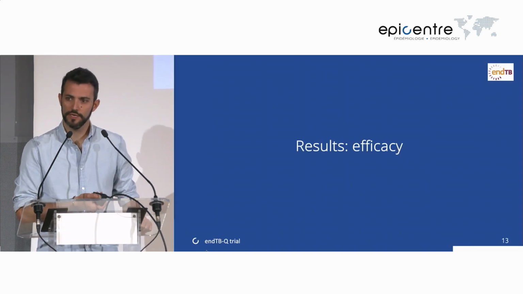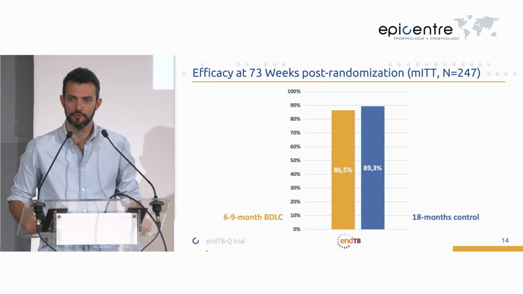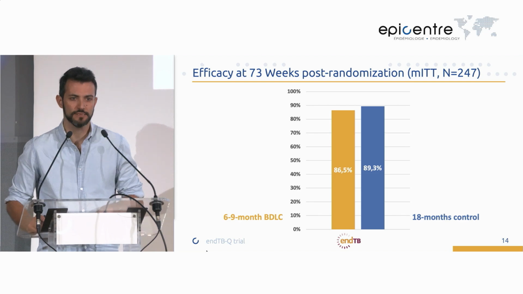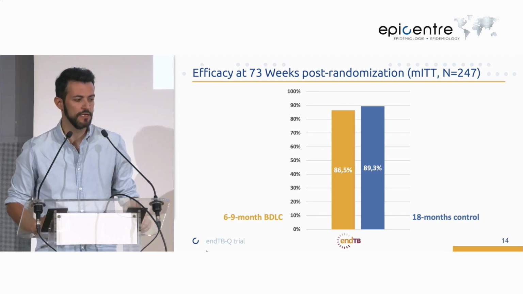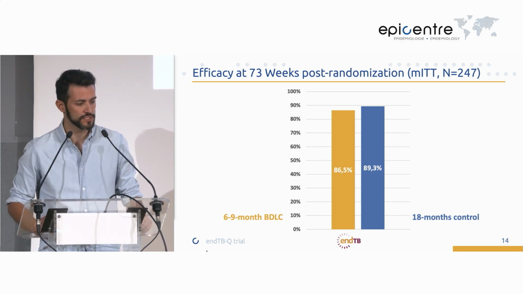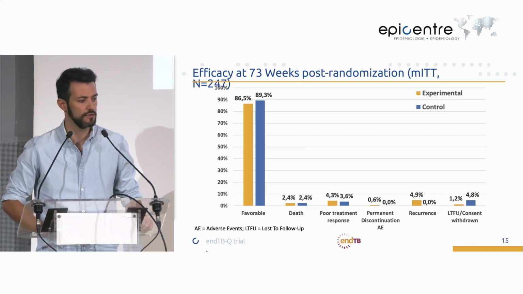Now coming to the primary endpoint on the efficacy results, which is the proportion of favorable outcomes at 73 weeks post-randomization in the MITT population. You can see here the results, and overall we had excellent results in both arms, with more than 86% treatment success in both the experimental and the control. We were very happy to see that the results in the control were really amazing. However, they actually outperformed the experimental arm, which was not expected, of course.